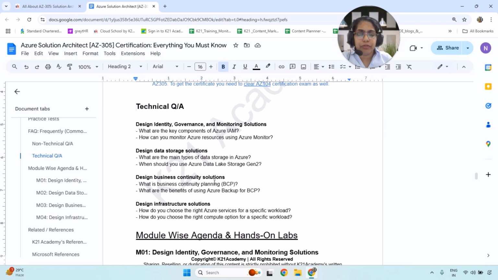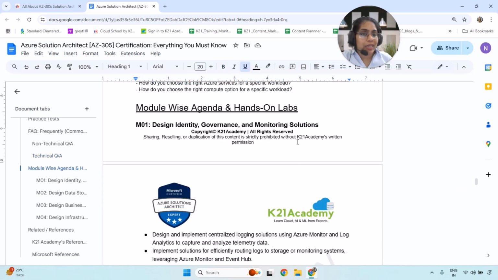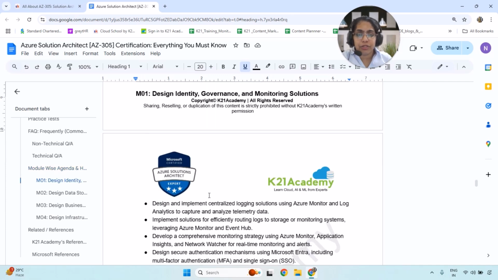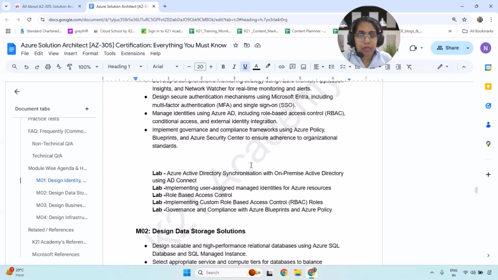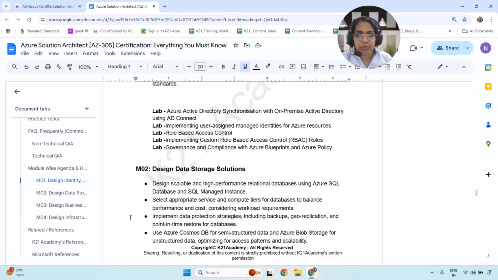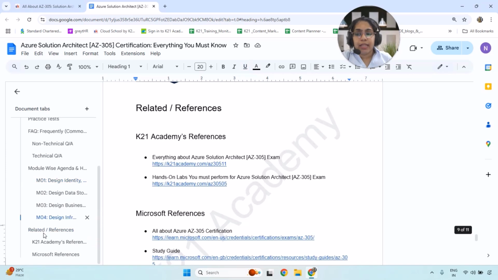Also, we have included this module-wise agenda and hands-on lab. When I say module-wise agenda and hands-on lab, what I mean is basically for each of the domains for this particular course, what are the modules which you should be focusing more on and what are the associated labs with it. All those discussions we will be doing. Then towards the end, we have added some related reference links, I would say. So we have some K21 Academy's reference links.